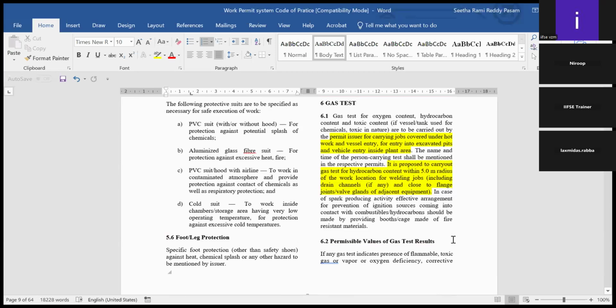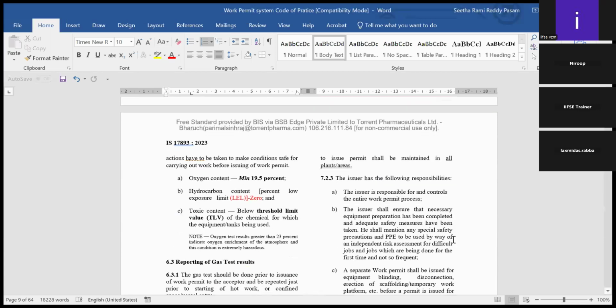Then gas test. Here a permit issuer does it for carrying out the jobs covered under hot work permit, work under vessel entry, or entry into any excavated pits or any vehicle entry inside the plant area. There we have to perform the gas test. It is proposed to carry out gas tests for hydrocarbon content within a 5-meter radius of the location for any welding jobs, including drain vessels or close to flange joints, valves, glands, or adjacent equipment. Within a 5-meter radius we have to perform this gas test, especially for hot work.